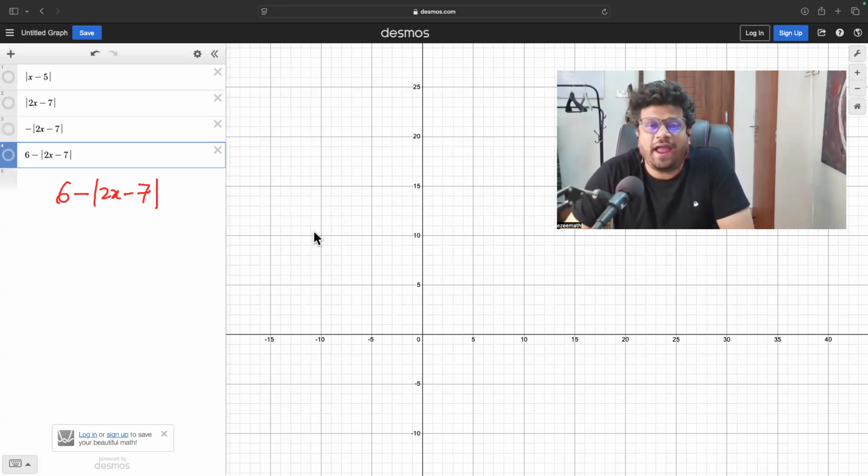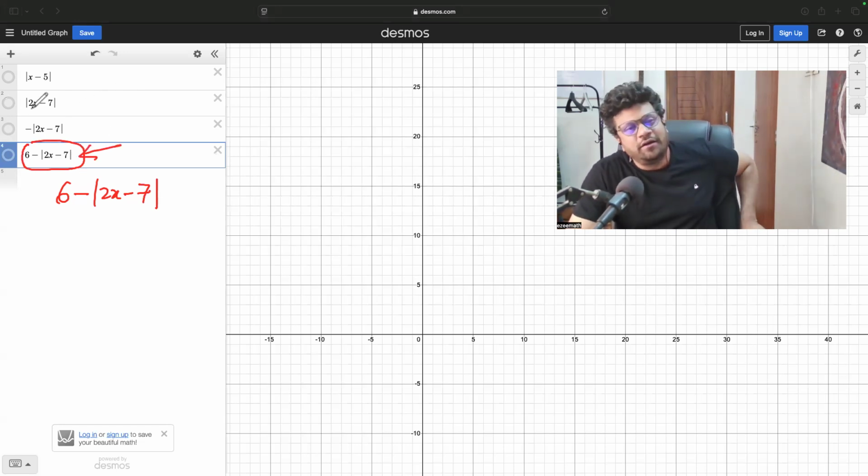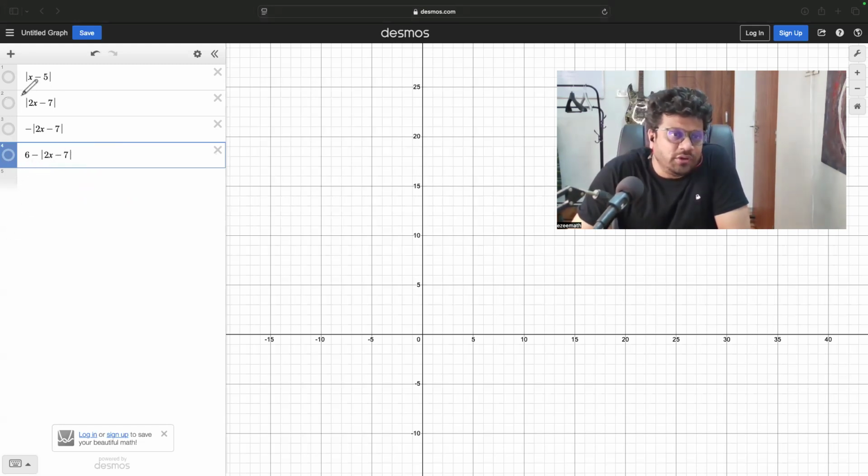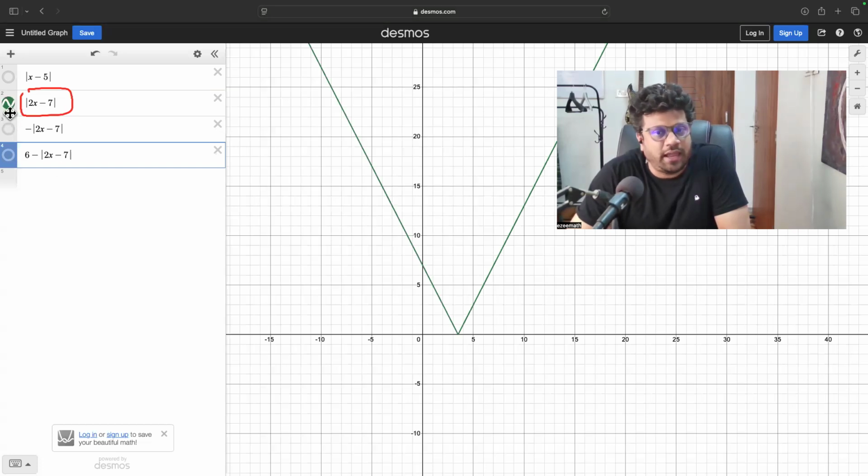Before we actually solve the inequality, there is something very special happening about this mod that you're supposed to sketch. You've got a mod of 2x minus 7 with a negative and 6 out there. So this is what you're looking at. You are supposed to sketch this first. Okay, so there it is. This is what it will look like. Then, what would happen if there was a negative in front of it? Well, that is something you should notice.